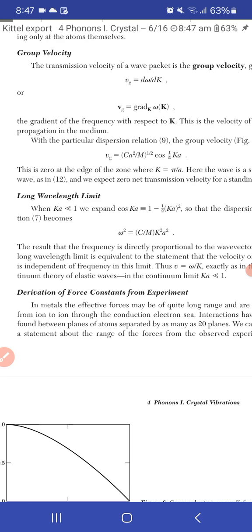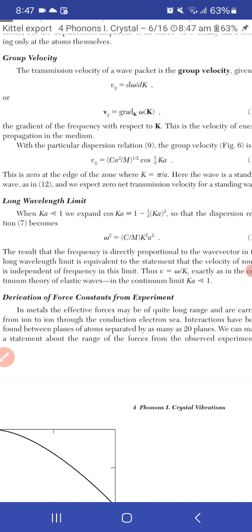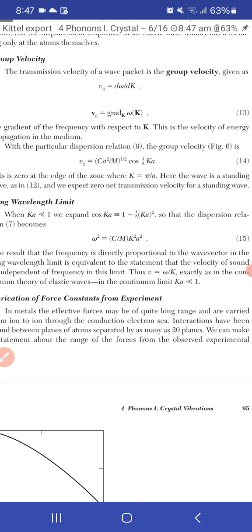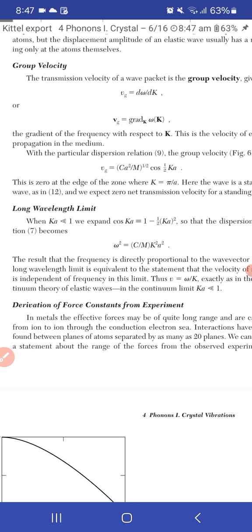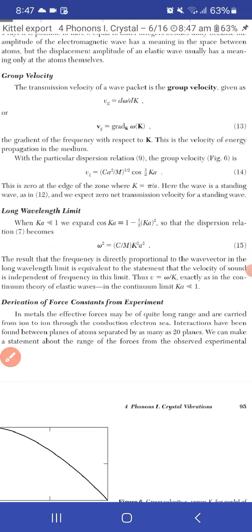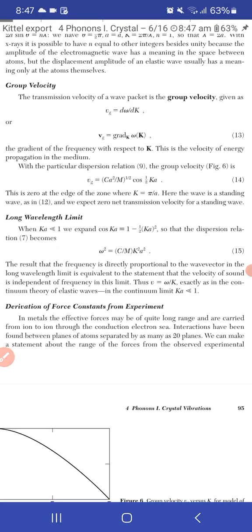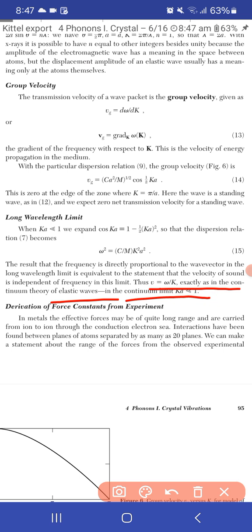The result is that the frequency is directly proportional to the wave vector in the long wavelength limit, equivalent to the velocity of sound being independent of frequency. Okay, so in the long wavelength limit we got back sound. The velocity stays the same. So this equation is the continuum theory of elastic waves, the continuum limit, where Ka is much less than 1.